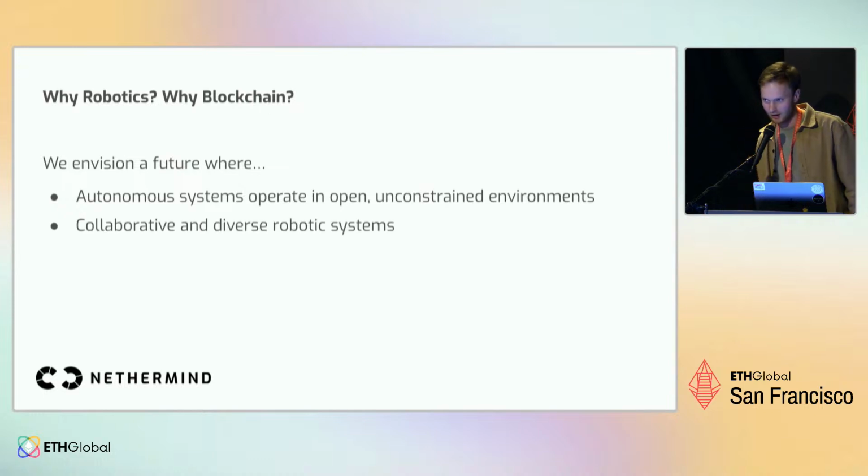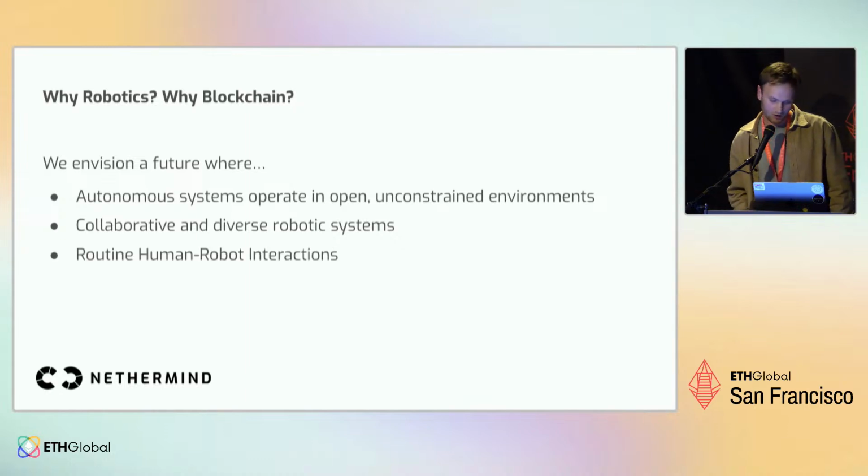The second piece is we think robots are going to be operating in collaborative environments. And this means that humans are going to be working alongside robots, and we are going to be placing a great deal of trust in the robotic systems that we're interacting with. And the third piece is we think these interactions are going to be routine. They're going to extend into our homes and into the open environments around us. And in 10 or 15 years' time, it's not going to be unreasonable to expect that we will be interacting with robots on a day-to-day basis.